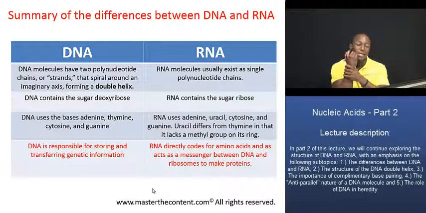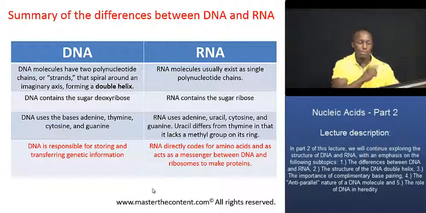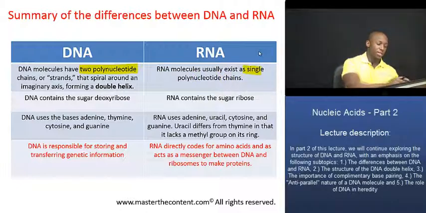What I want to show you here is a very simple table that summarizes the key differences between DNA and RNA that we've already talked about. So for instance, DNA molecules have two polynucleotide chains. RNA molecules usually exist as single polynucleotide chains.